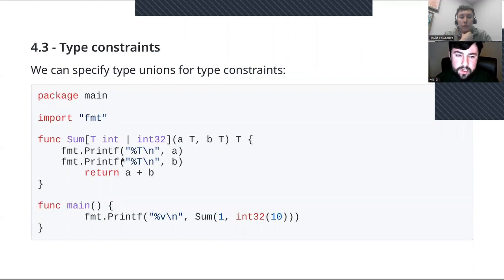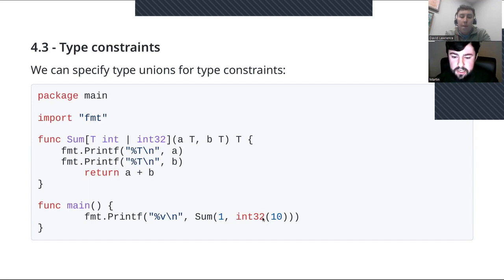We could also use type unions. So, for example, I can take two primitive types. I can say this T is either an int or an int32 for that single type T, and I have a and b of type T and it returns T. And here in this example, you can see I have some print statements. They would print the type of a and b.